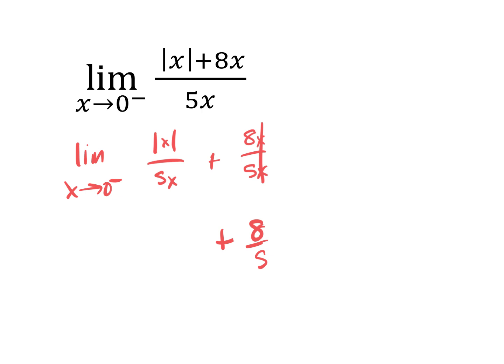What can I say about the value of the numerator here as I am approaching 0 from the left? It would be positive. What about the denominator? It would be negative. Everybody good? So the overall value of this fraction will be negative. And if I was approaching 0 from the right, it would be positive, because both the numerator and the denominator would be positive for that first fraction.